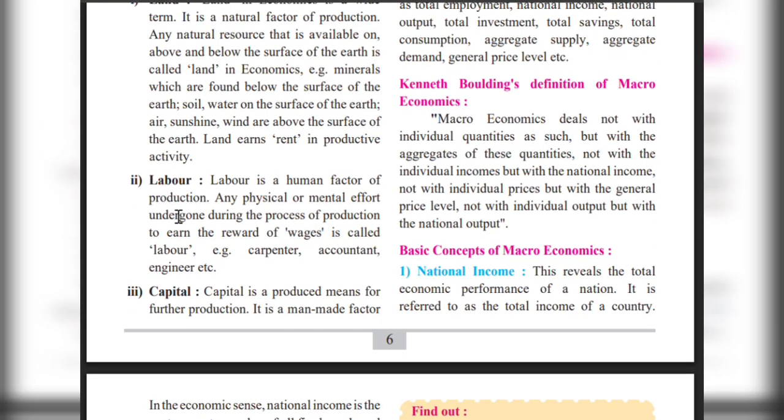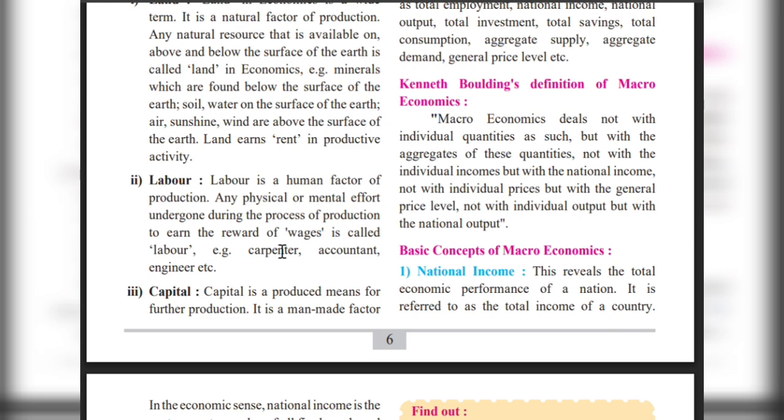And labor, human efforts used in production for carrying goods, for working on machines, carrying all the activities. The reward for labor is the wages. They get wages for working in the company, firm, or in the production process.